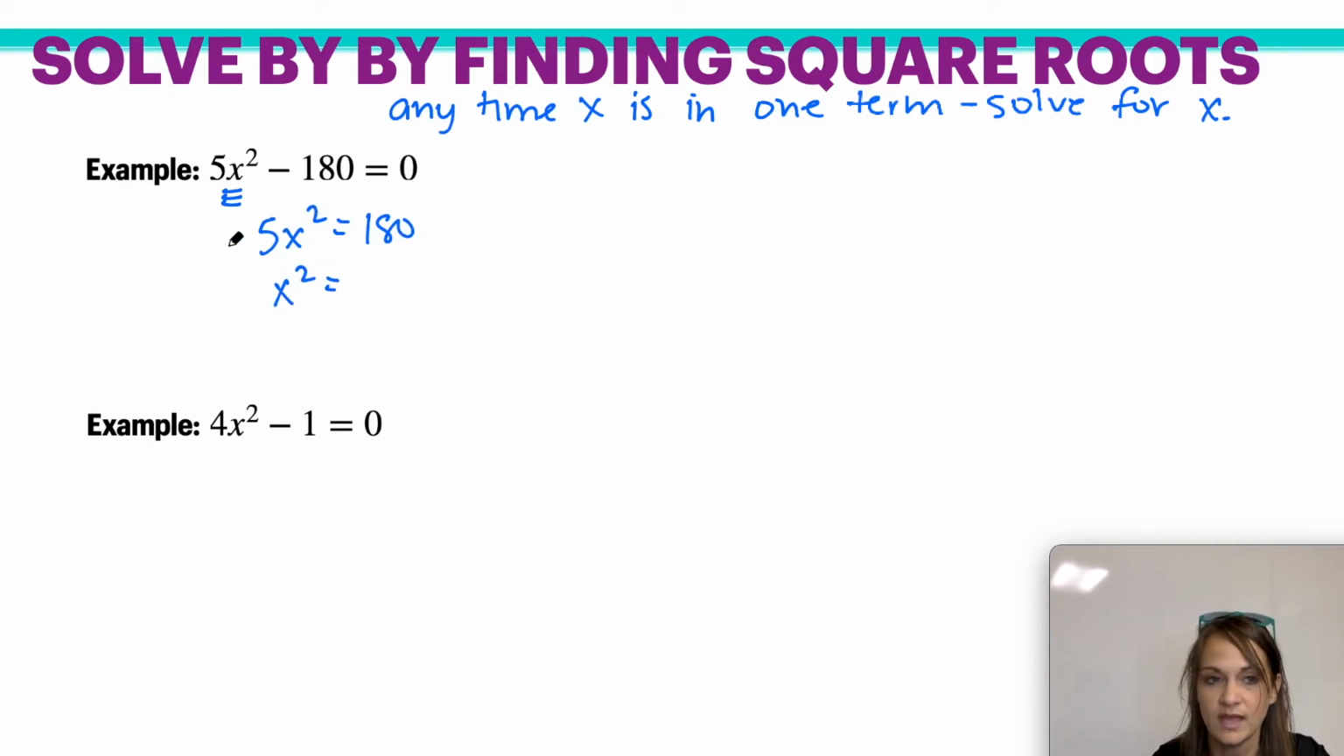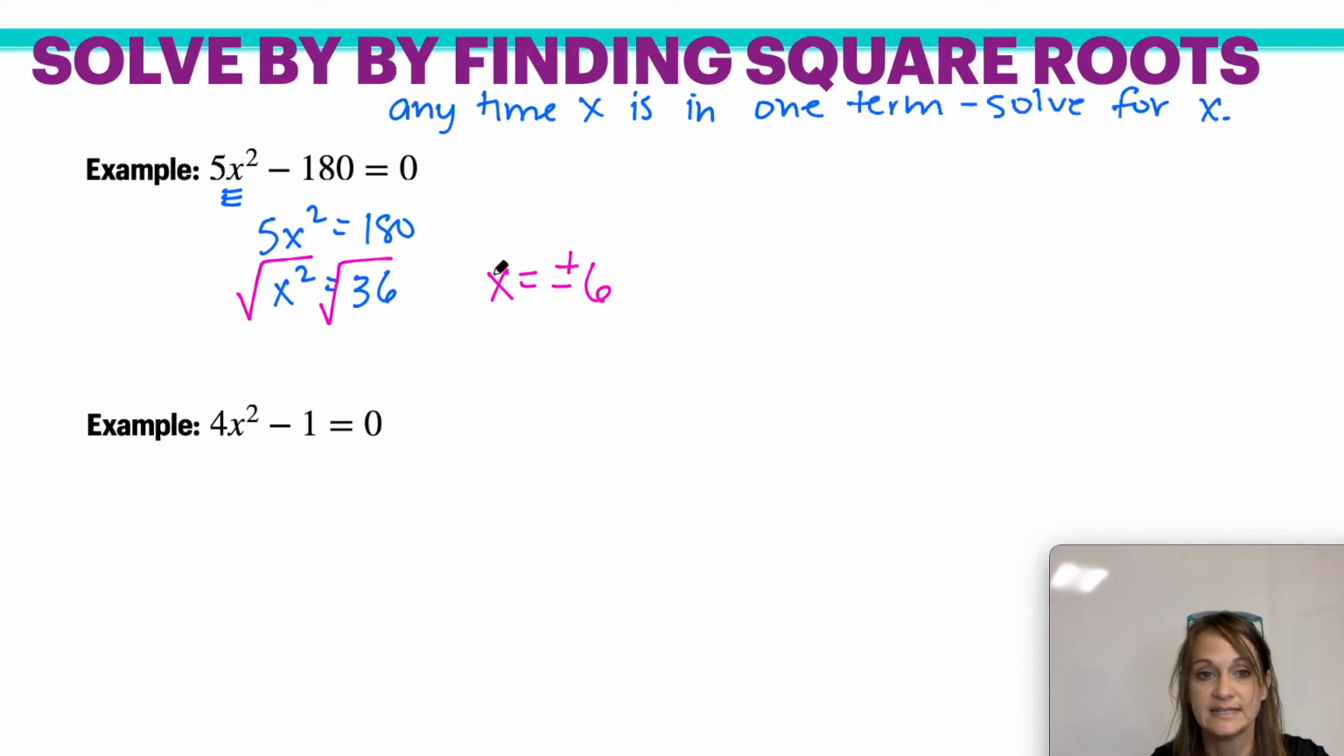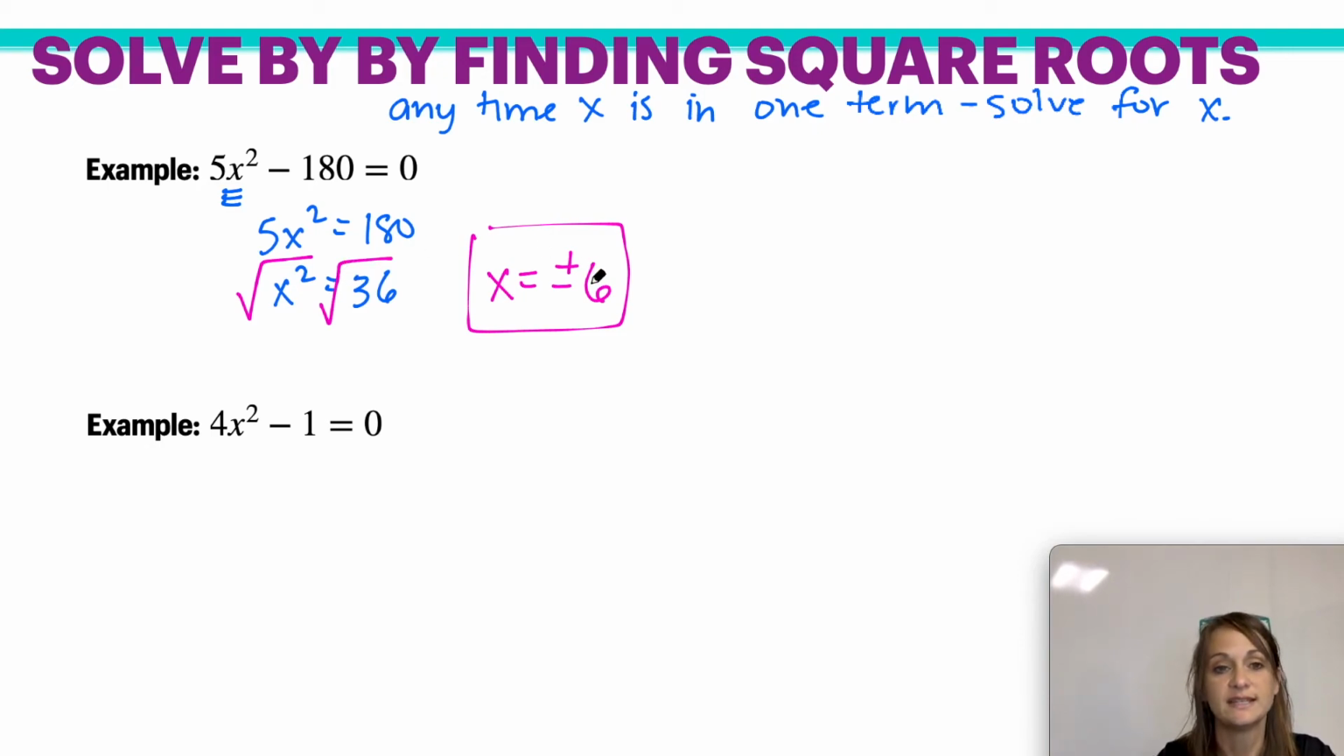You can't take the square root yet because you have to get rid of the 5. And 5 goes into 180 36 times. Now that you have x squared by itself, you can take the square root of both sides, and I'll get x equals plus or minus 6. Here's where it's big. The square root of 36 is 6, but because you're taking the square root of both sides, you have to do the positive and its negative.